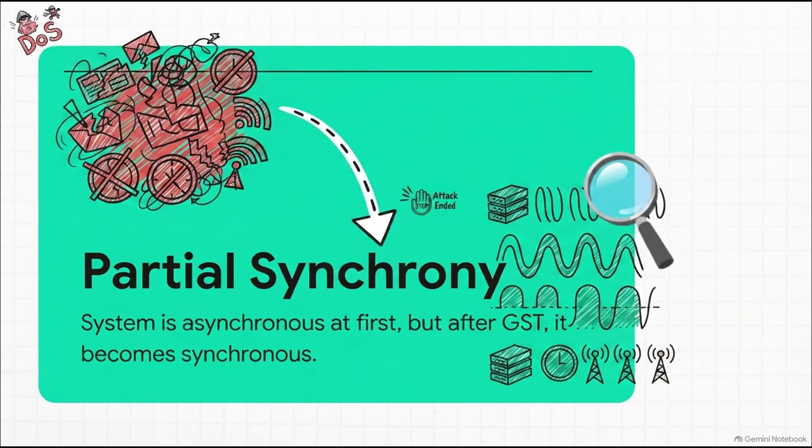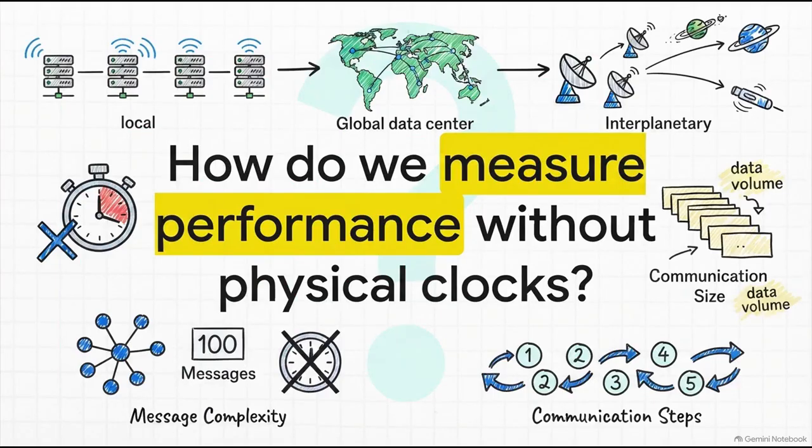Think about a network getting hammered by a denial-of-service attack. During the attack, it is pure chaotic asynchronous madness. But once the attack stops, meaning we hit that global stabilization time, the network breathes a sigh of relief and returns to predictable harmony. And this ultimate puzzle of distributed systems leaves us with a really fascinating question. If we can't rely on physical clocks, and time itself is merely a logical illusion bounded by these stabilization events, how do we actually measure if our algorithm is any good?